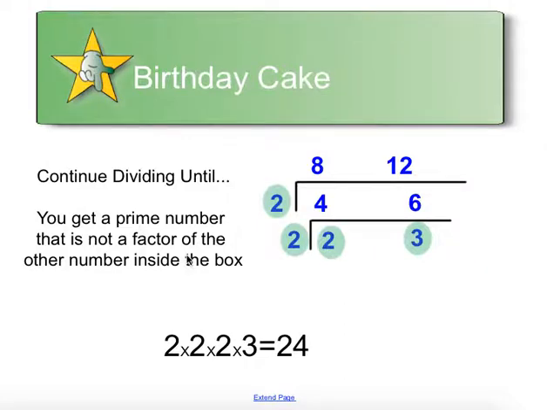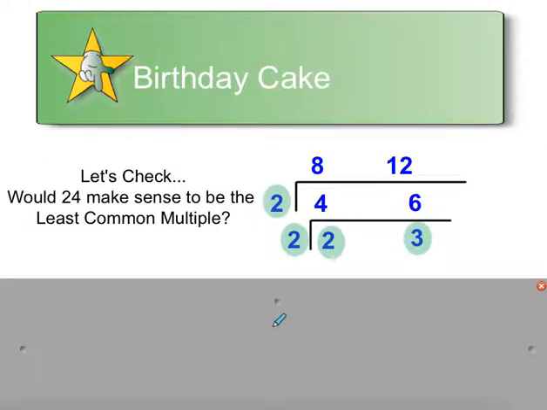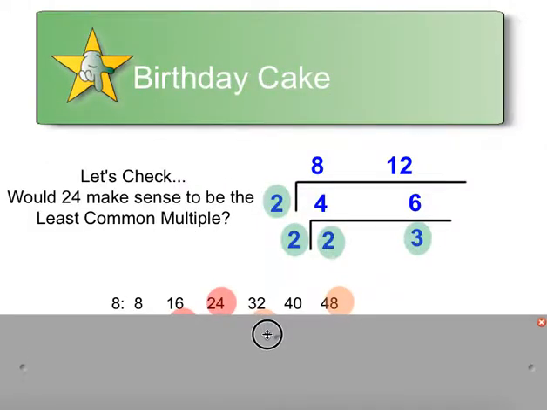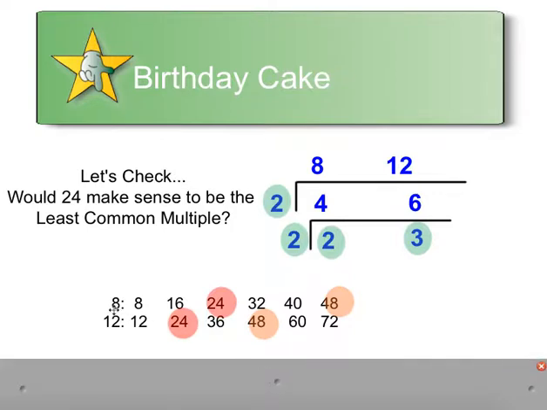To show you another example, we divide by 2. We get 4 and 6. Again, we get 2 and 3. So we multiply together the 2, 2, 2, and 3 to get 24 as the least common multiple. Just to make sure that this is very clear, when we have all of the multiples of 8 and 12, we see that yes, 24 is in common, and it's the smallest one that they have in common.